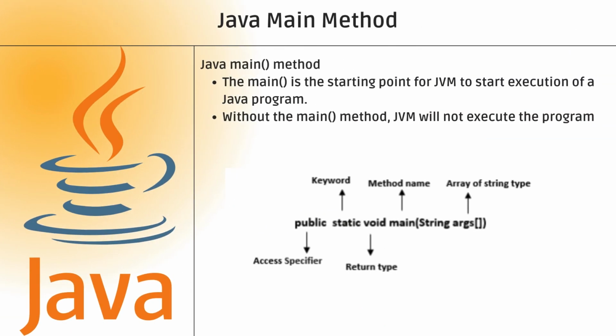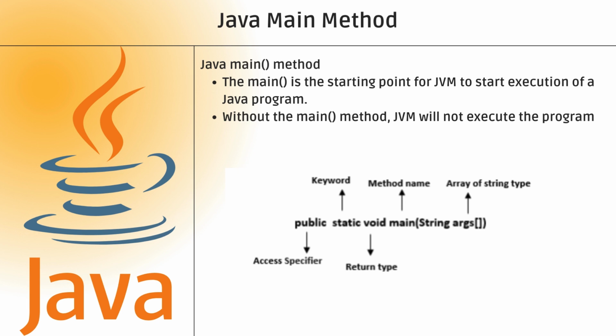Let's get started with the main method. Before knowing about the main method, you must know what is JVM. JVM is nothing but a Java Virtual Machine. If you are not aware of the JVM, then you can watch my first video of this Java series. Okay, so this Java main method is the starting point of JVM. Your program will start executing from the main method. Without the main method, JVM will not execute any program. That means wherever there is a main method in your program, from that point JVM will start executing your program.